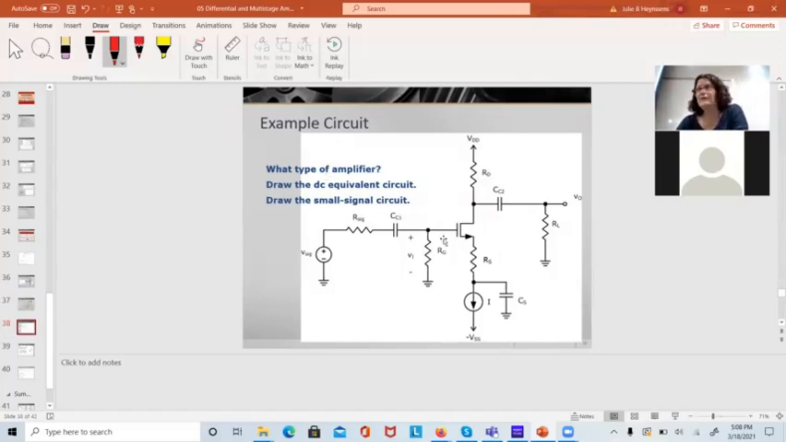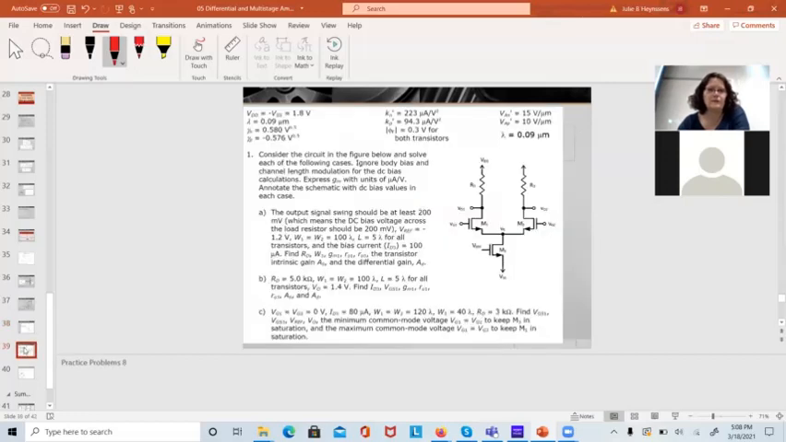Can you draw the DC and AC equivalent circuits? You know the rules for how to do that. I'm not putting that on the exam. This is a homework problem, but there may be ideas from that on the exam.